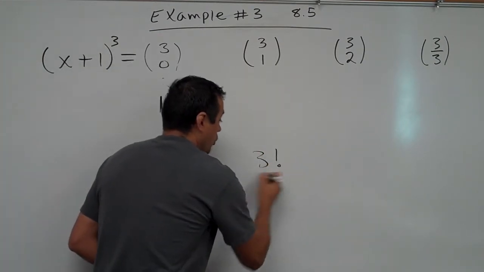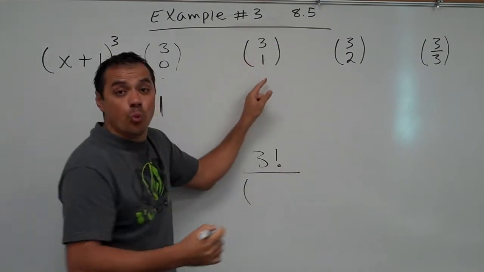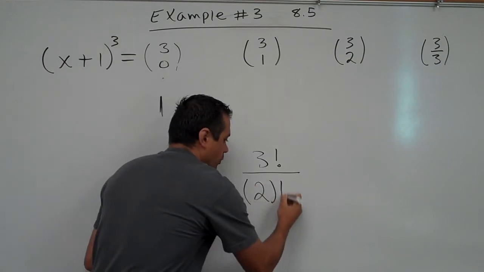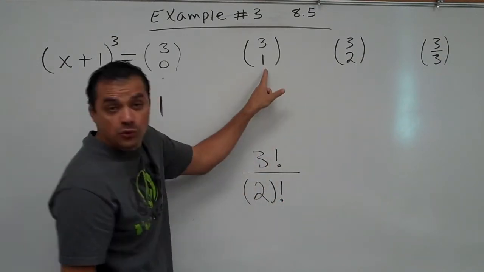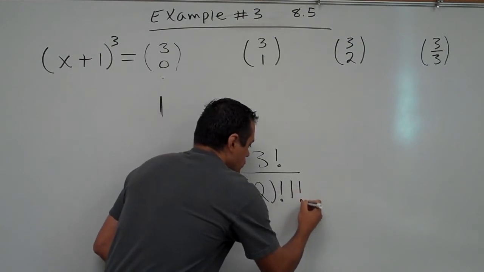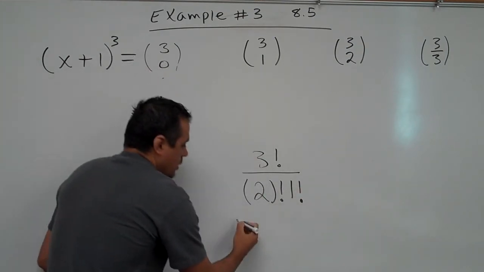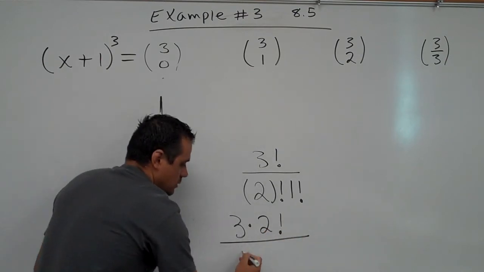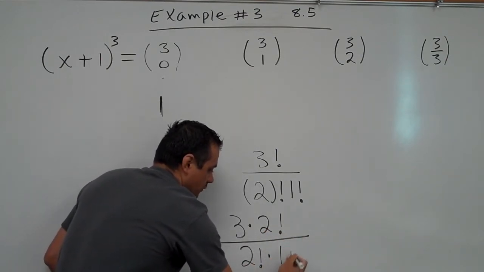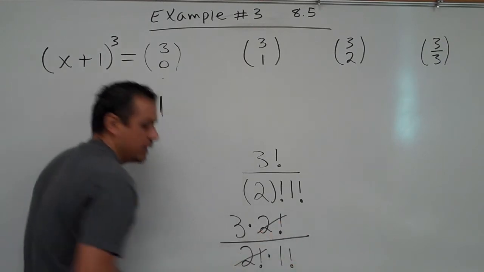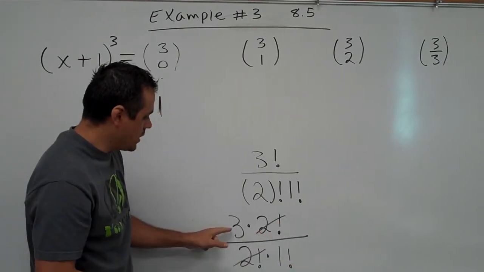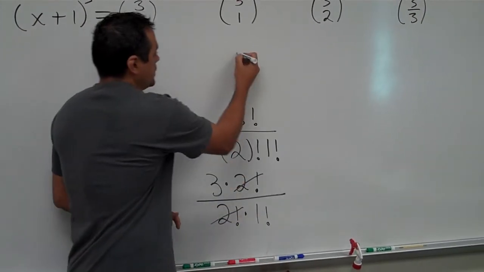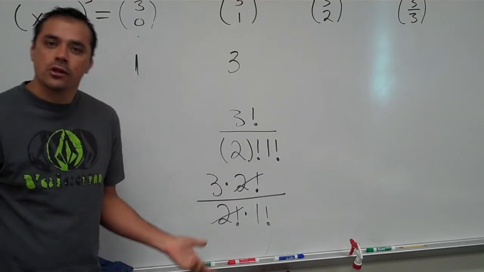3 factorial over 3 minus 1 factorial, right? Because this is n minus r, 3 minus 1, which is 2 factorial, times r factorial. r factorial is 1. So here we go. If we work it out, we get 3 times 2 factorial. I stop right there because look what we have on the bottom. 2 factorial times 1 factorial, right? And these end up dividing out. And we end up with, well, we know 1 factorial is 1, 3 over 1, which is 3. So my coefficient for my next term is 3.